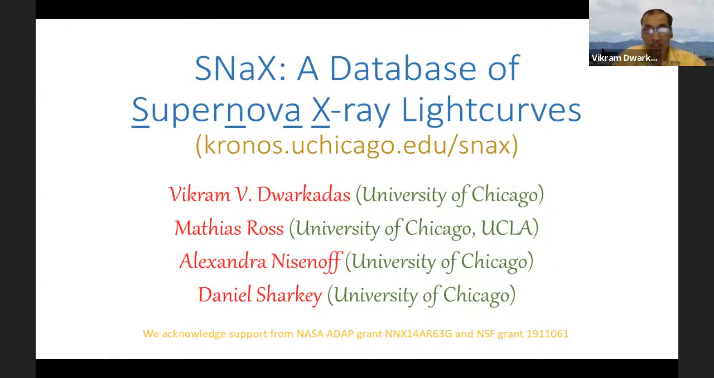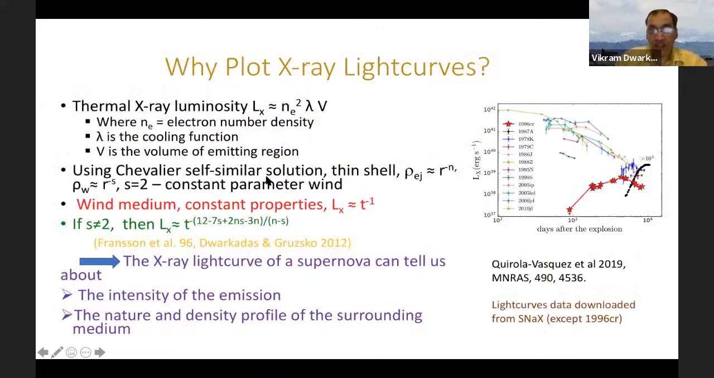Thanks very much. And today I'm going to be talking about SNaX, which is a database of supernova X-ray light curves, and you can find it at this URL. So the first question you might ask is, why do we want to plot supernova X-ray light curves? There are many reasons, and you can look at the papers I've mentioned here. I won't go into too much detail, but the one thing I do want to mention is that suppose the X-ray emission is thermal.